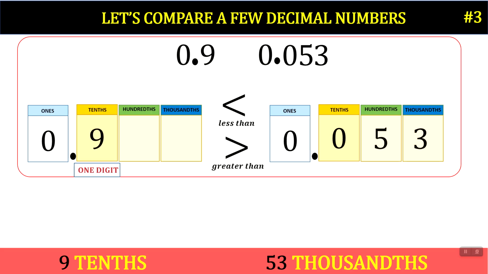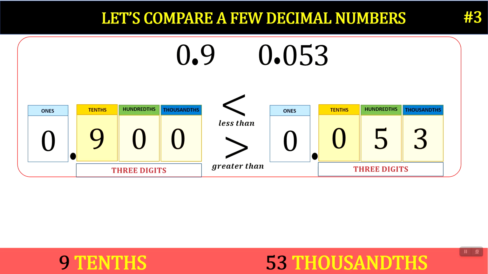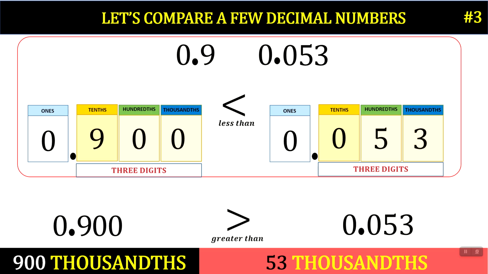But 0.9 has 1 digit after the decimal, and 0.053 has 3 digits. And so we always need the greatest number of digits in order to compare. So we make the number of digits equal. We place zeros in the hundredths and the thousandths column, and now that is 3 digits, and so we can rewrite these as 900 thousandths and 53 thousandths. Well, we know 900 thousandths sounds like a bigger number than 53 thousandths, and therefore 900 thousandths is greater than 53 thousandths, and so in our question 0.9 is greater than 0.053.